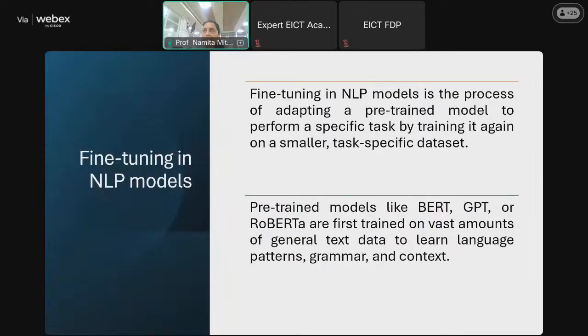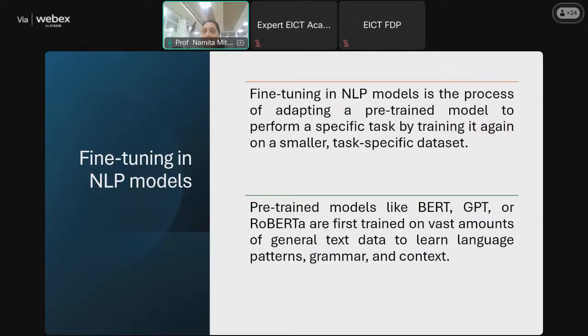Fine-tuning in an NLP model is the process of adapting a pre-trained model to perform a specific task by training it again. That is a question. Do we need to train it again? Yes, because it is a huge dataset, and we have to take the specific thing. The model will remain the same, all the parameters will remain the same, but we'll train it again on a smaller or task-specific dataset. So if we have the general LLM, we can make it specific for our use.